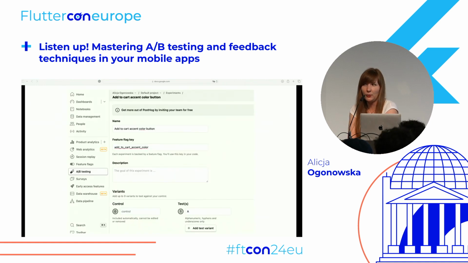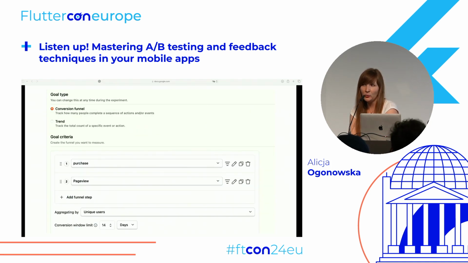And how it looks when it comes to setting up the experiment. Again, you have to prepare the name, you have to define the feature flag key that will be storing the value that you want to A/B test. And then you can select what will be the value for different variants.